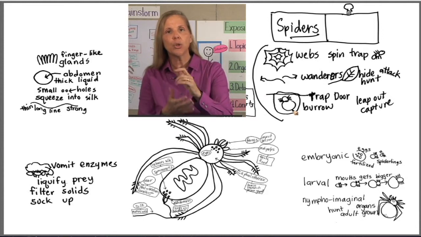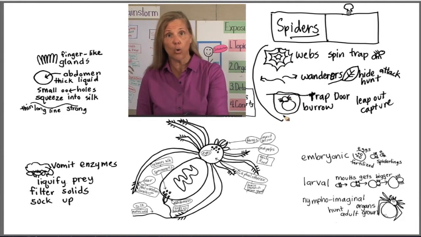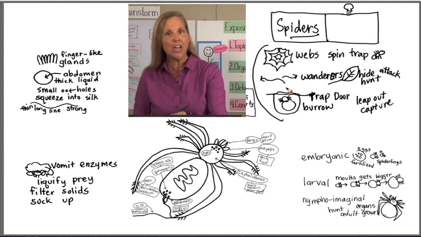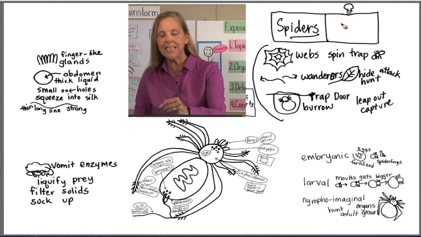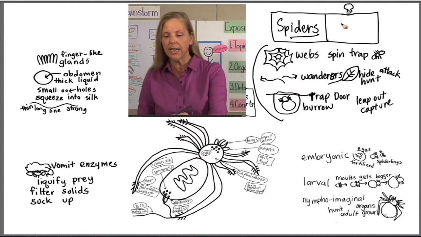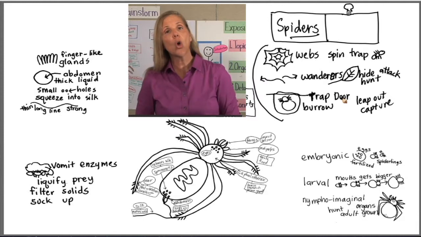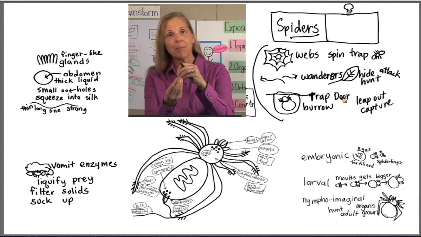So what we're going to do when we have categories, that means the details do not have to be in any sequence. There's no order. They can be in any order. Then to get the big idea, you're going to read the details. A spider spins its web to trap insects. Some are wanderers, hide and attack insects. Some build burrows to pop out and capture insects. How is all this information the same?